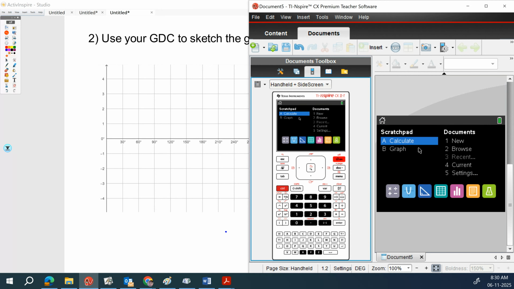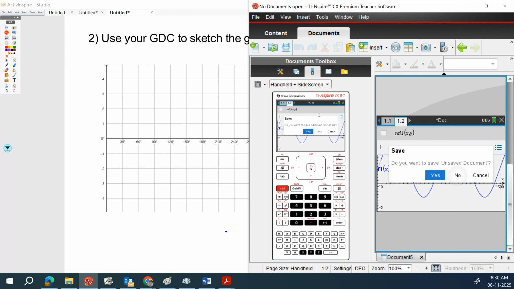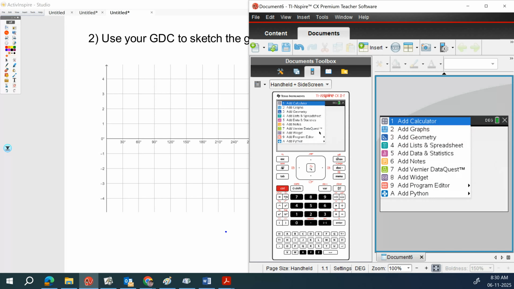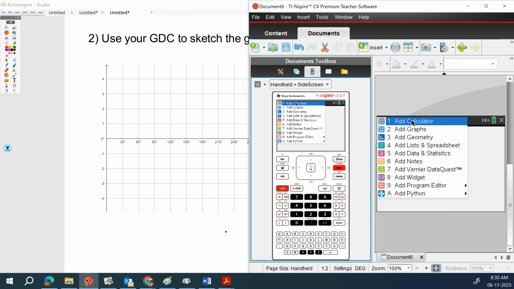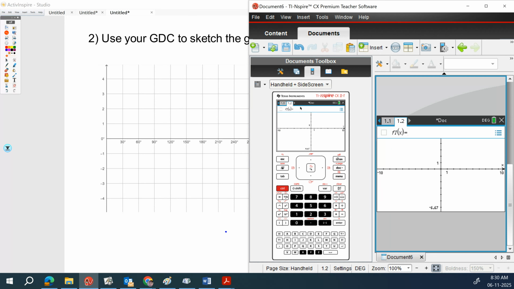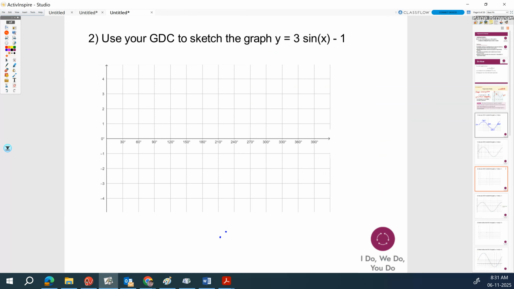I messed things up. Let me start with a nice new fresh one. Go to that. Add a calculator always. Control, add page, add a graph. Let's type my graph in. Our function is 3 sine x minus 1.